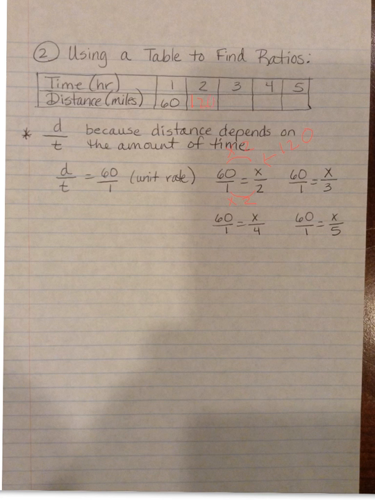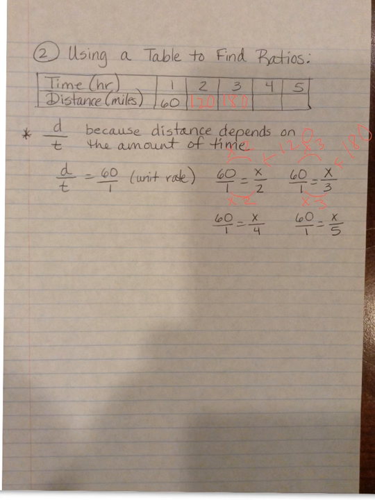For the next one, I'm going to set it up again, distance over time. So 60 miles per 1 hour is going to equal an unknown amount of miles in 3 hours. So again, I use the same system. I go from 1 to 3. I had to multiply by 3. So I'm going to multiply 60 by 3, and that's going to give me 180. So I'm going to put 180 in my chart.